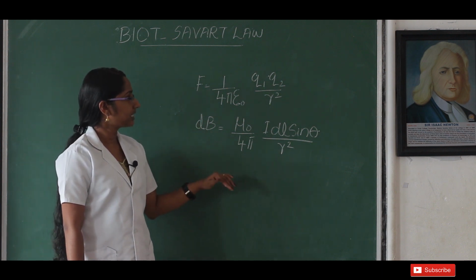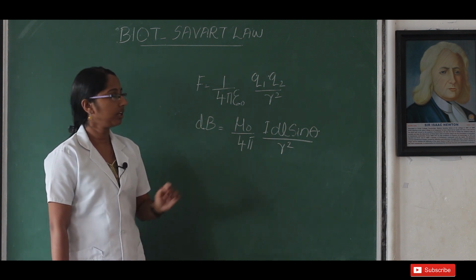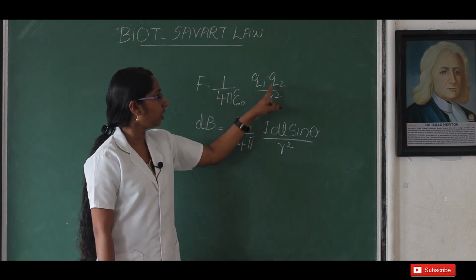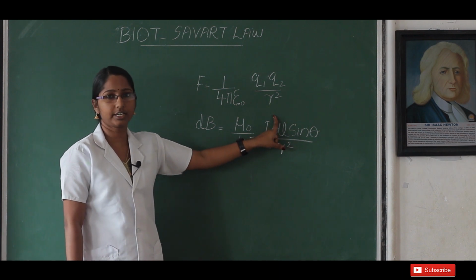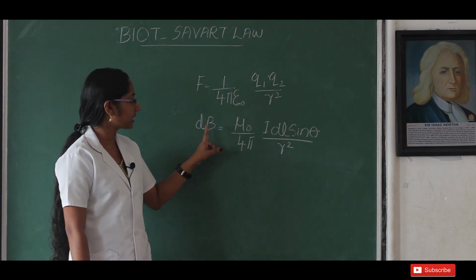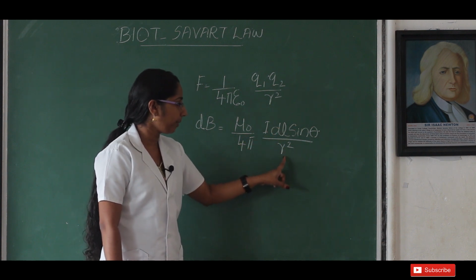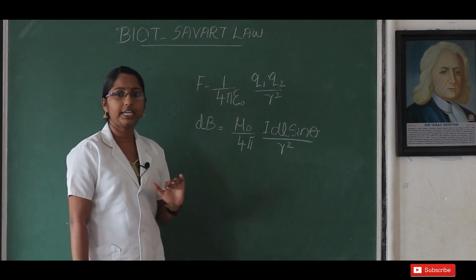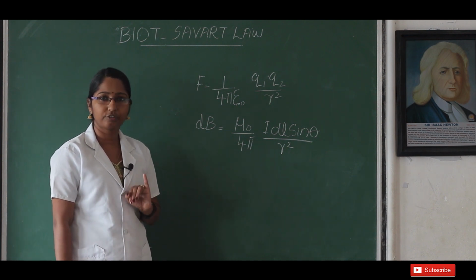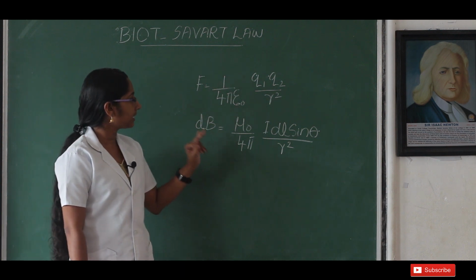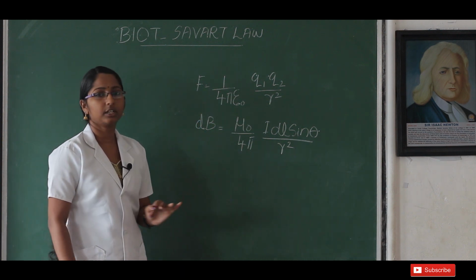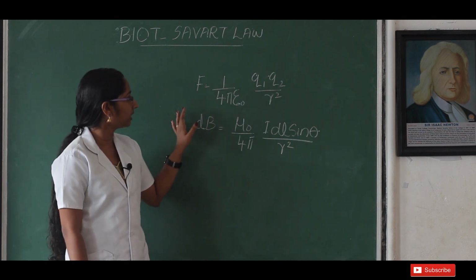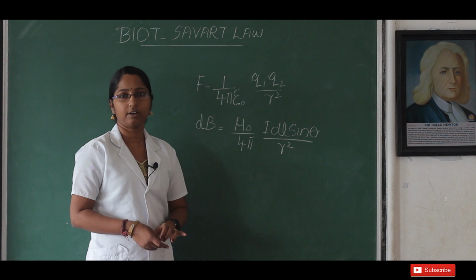And there are some similarities also. Here we can see, F is proportional to 1 by R square, isn't it? And here also dB is proportional to 1 by R square. That means both obey inverse square law. That is one of the similarities. And the other similarity is both obey superposition principle. So these are the similarities for Coulomb's law and Biot-Savart law.